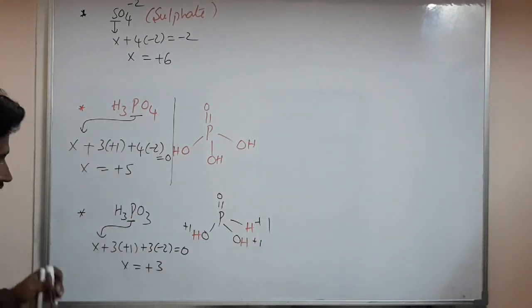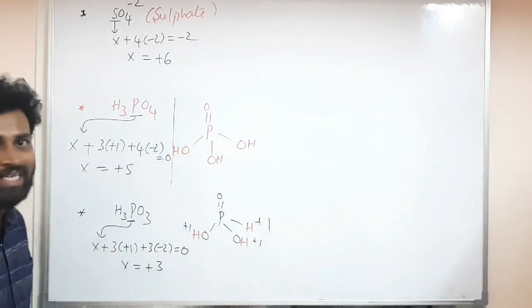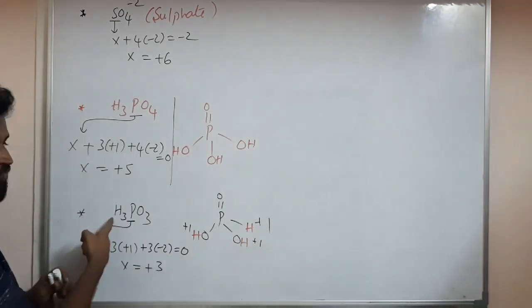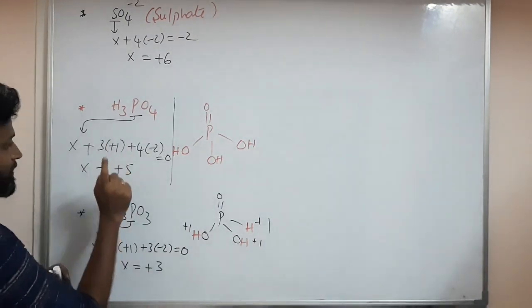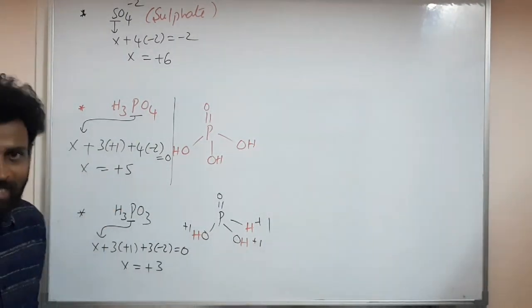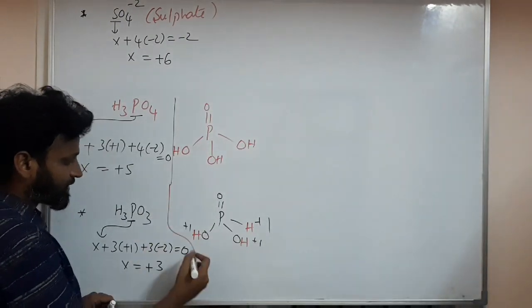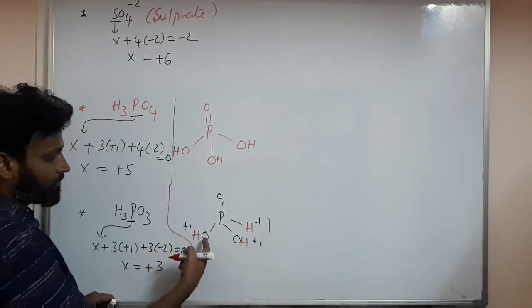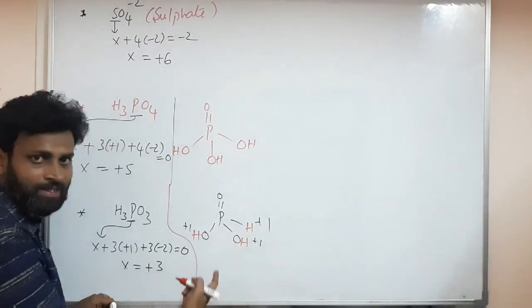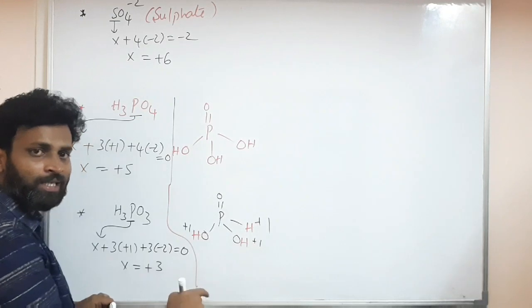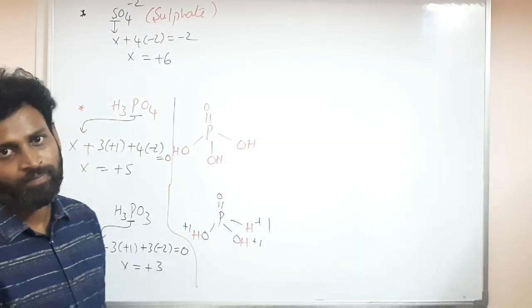So among these, which one is the acid? I have a doubt. The one with less oxidation state is the acid. This is phosphorus acid, less oxidation state. This is a weak acid, more oxidation state. Hope you understood. Otherwise, as I said, without writing x: 3 hydrogens plus 3 oxygens, -6; -6 plus 3 is -3; x - 3 equals 0, x equals +3. That's it.